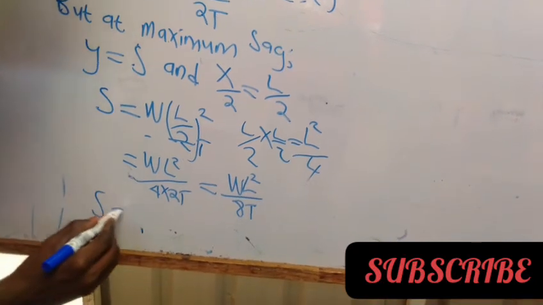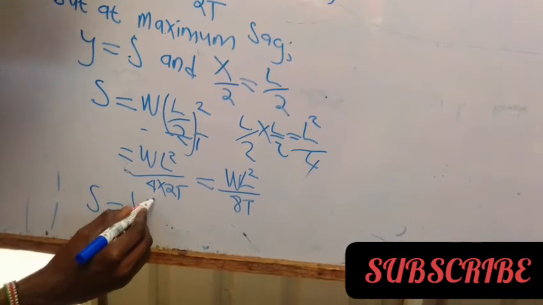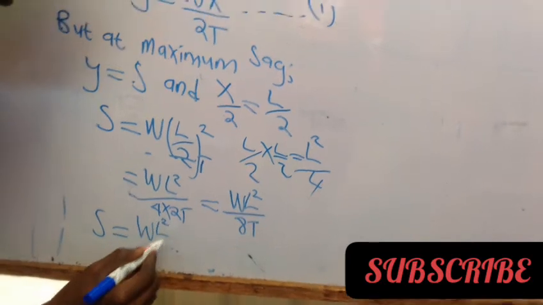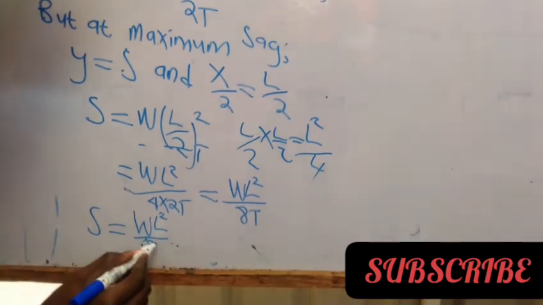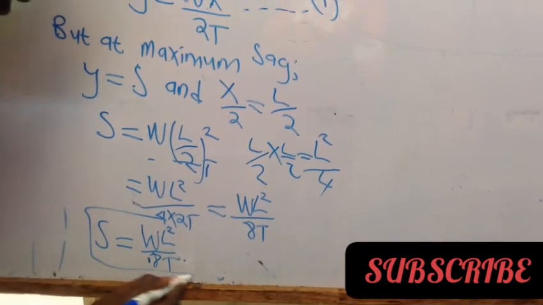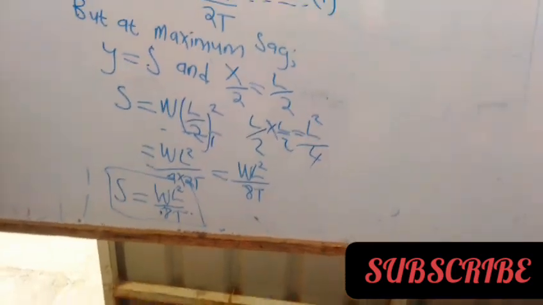So sag is equal to WL squared over 8T. So this is the formula that we are going to use.